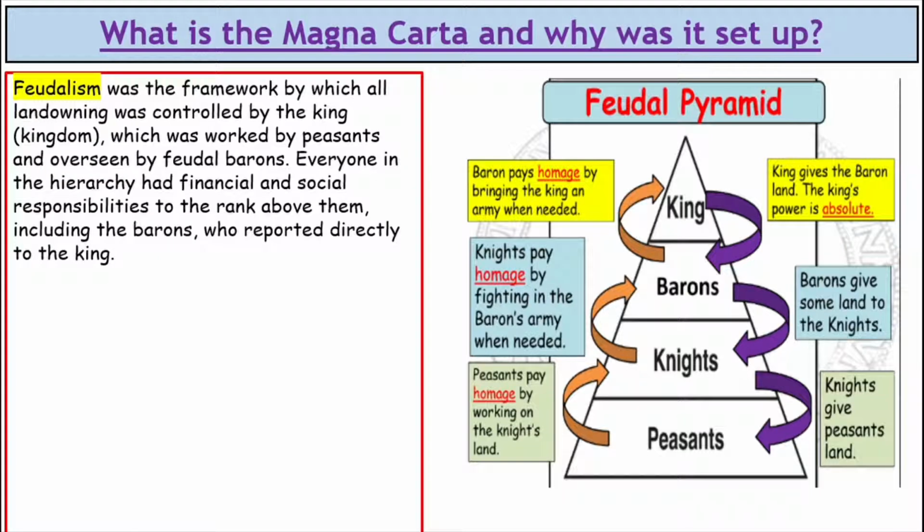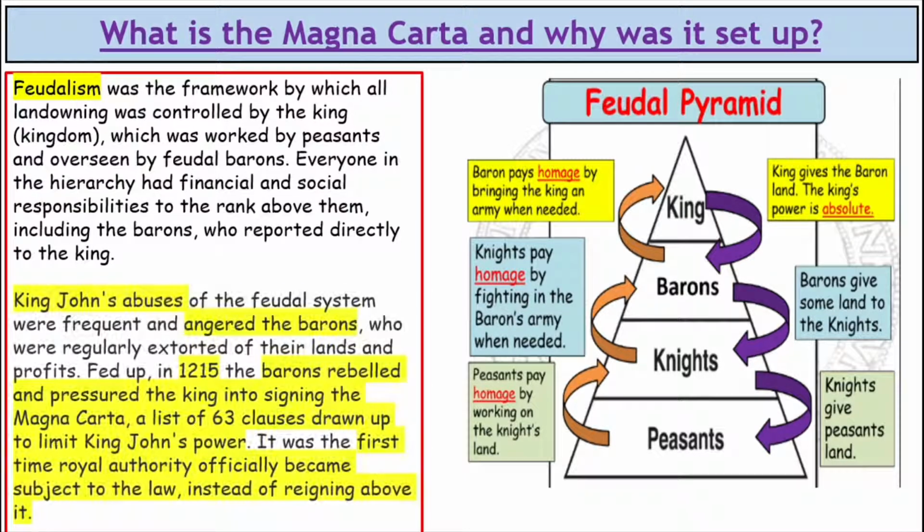The land was worked on by peasants and overseen by feudal barons. Everyone in the hierarchy had financial and social responsibilities to the rank above them, including the barons who reported directly to the king. King John, who was the king at the time that the Magna Carta was introduced, abused the feudal system frequently, and this angered the barons, who were regularly extorted of their lands and profits. Obviously this made them angry and fed up.